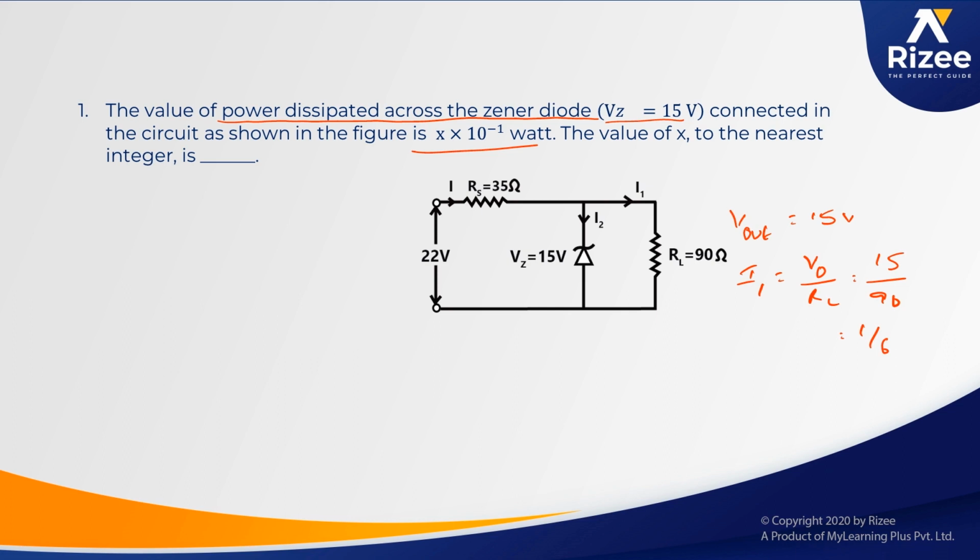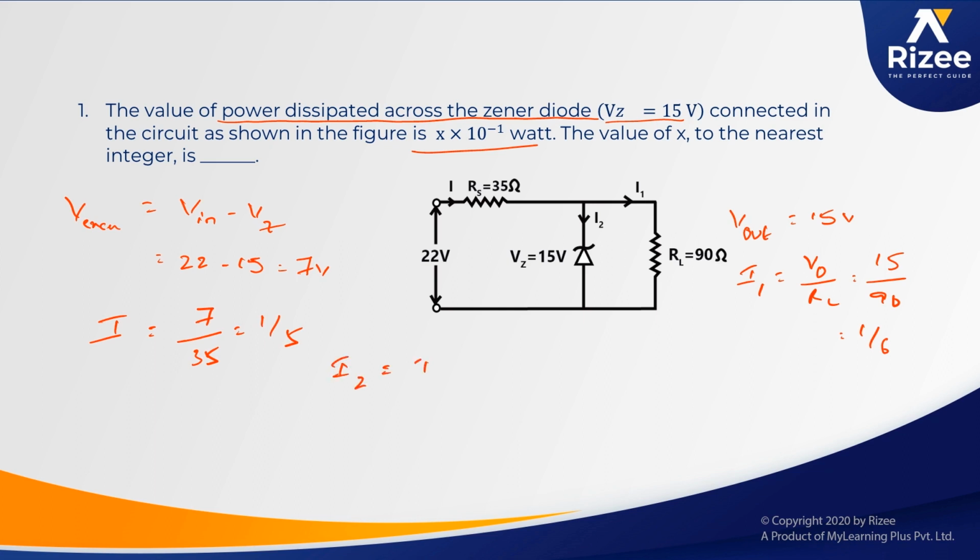The excess voltage is dropping across the series resistance. V excess is equal to the input voltage minus the Zener voltage, so that is 22 minus 15, which comes out to be 7 volts. This 7 volts will drop across the series resistance. Due to that, the current value will be I is equal to 7 by 35, which is 1 by 5. So from this you need to get the I2 value.